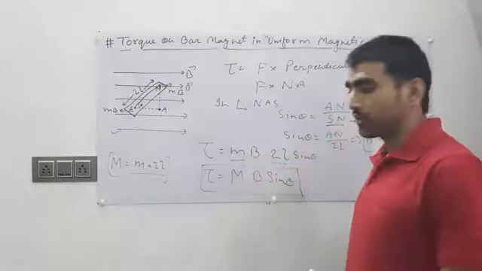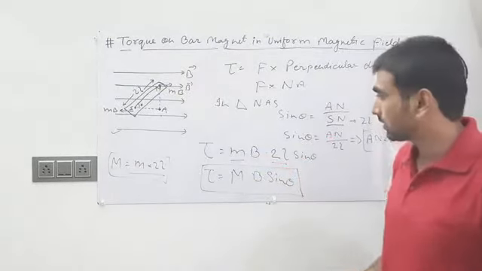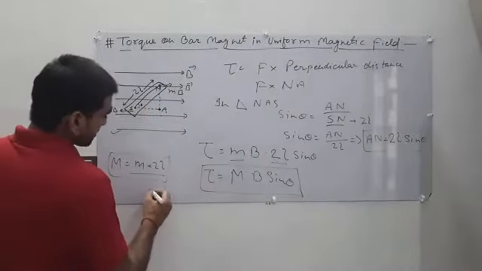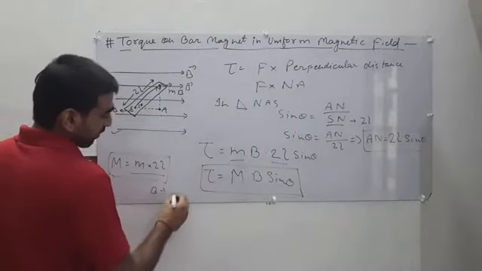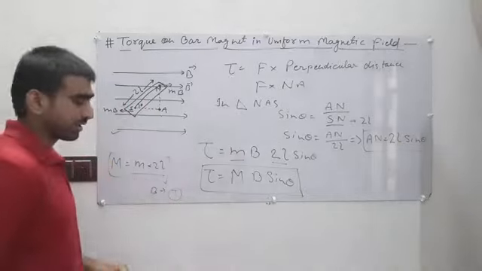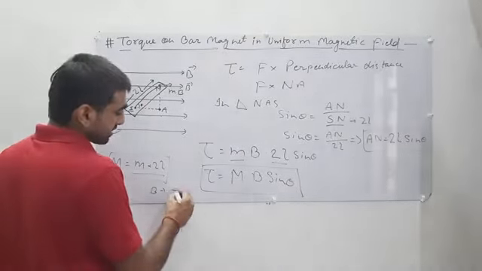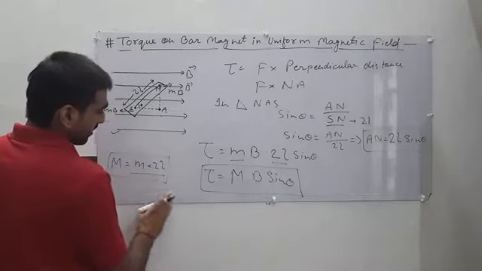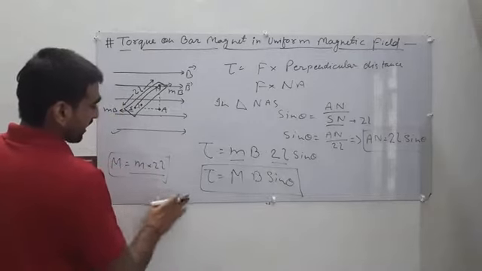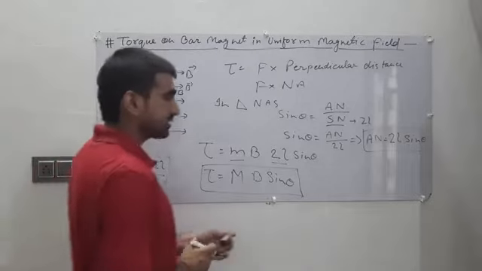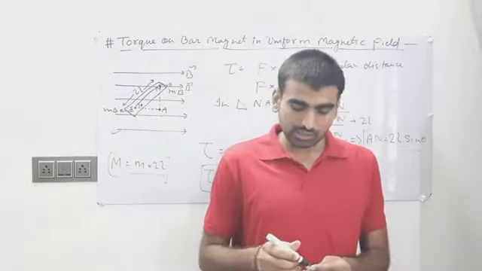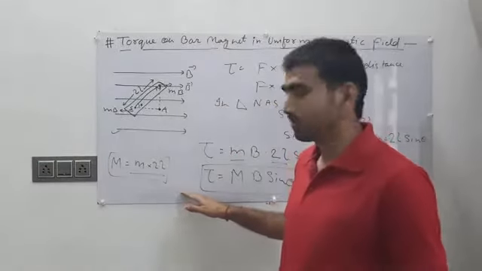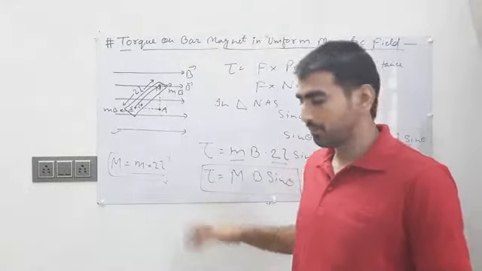I hope you understand. We discuss the next topic: what is the magnetic field in terms of capital T, and what is capital T? Capital T is the time period. When a compass needle or a bar magnet is placed in a uniform magnetic field and has an angle theta, then what is the magnetic field at the compass needle in terms of the time period.